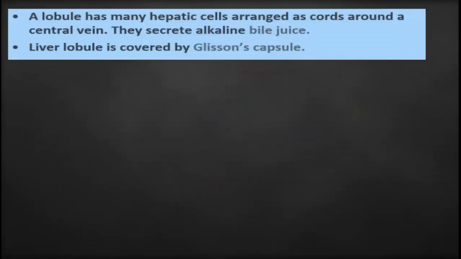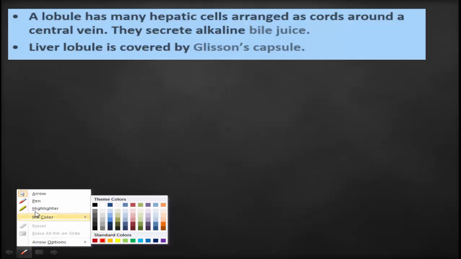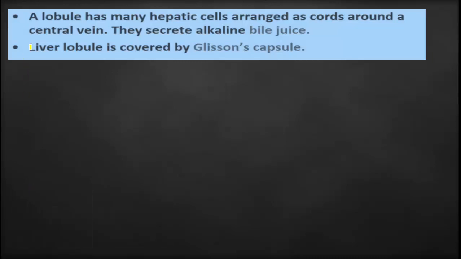Then moving to the next one. A lobule has many hepatic cells arranged as cords around the central vein, and they secrete the alkaline juice. And there is one more very important term in this explanation that you need to remember.